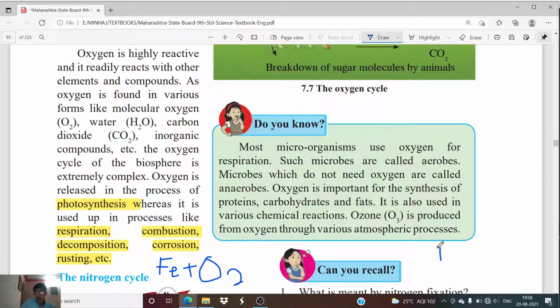What do we get? FeO2. And this FeO2 is nothing but ferric oxide, and it is the layer of rust, which is there over a metallic surface. So in this process we can see that oxygen is utilized by the ferrous iron.